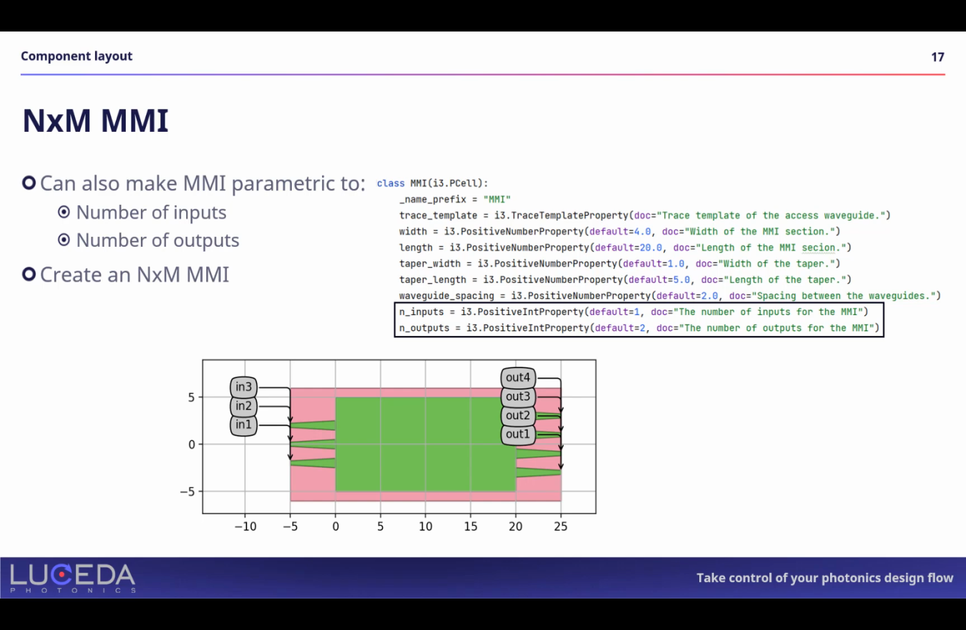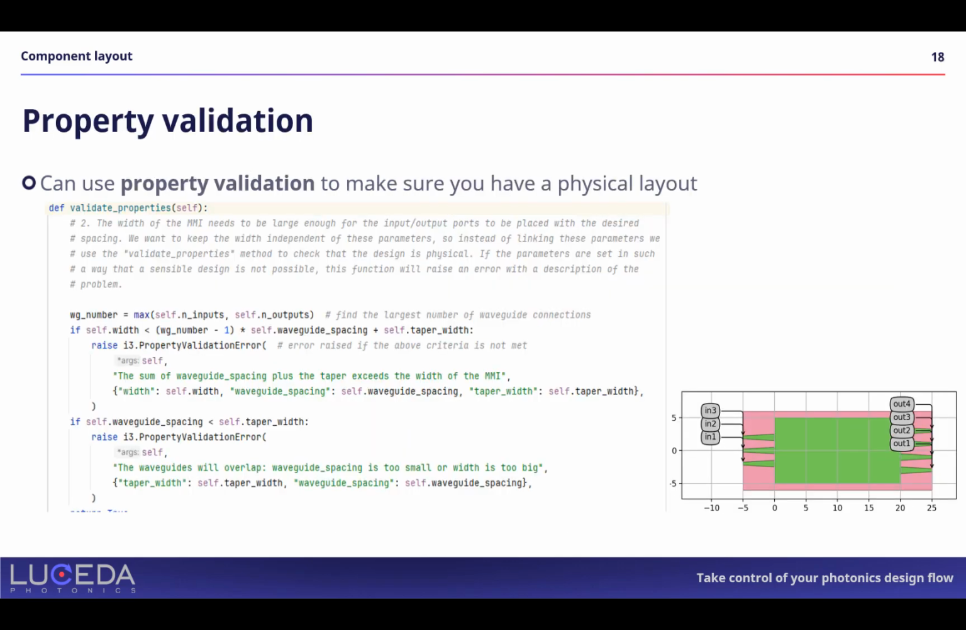This is a method that you can use to make sure that the parameters of your MMI lead to a valid layout. You can make it return true except in those cases in which you know that the layout will be invalid. In those cases, it will return an exception with a customizable error message that explains the problem. This is a very useful thing to implement.